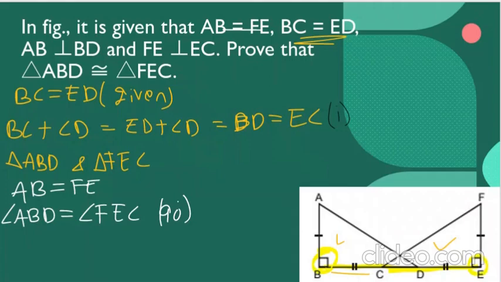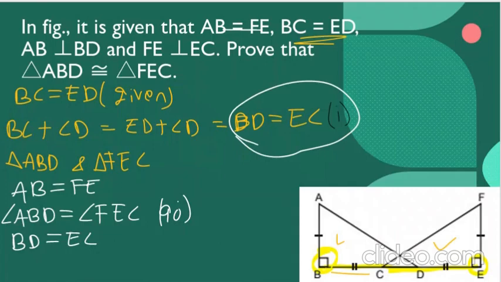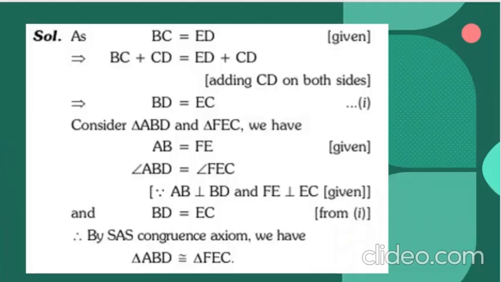What else now? We have that AB is perpendicular to BD, FE is perpendicular to EC. That's also given in our question. Now what do we get? By this we can say that BD is equal to EC. We solved it in the first part. Which criteria is it? Again the same criteria, my SAS criteria. So with that, I prove that triangle ABD is congruent to triangle FEC by SAS criterion. So super easy question. Here, I have given you the solution.